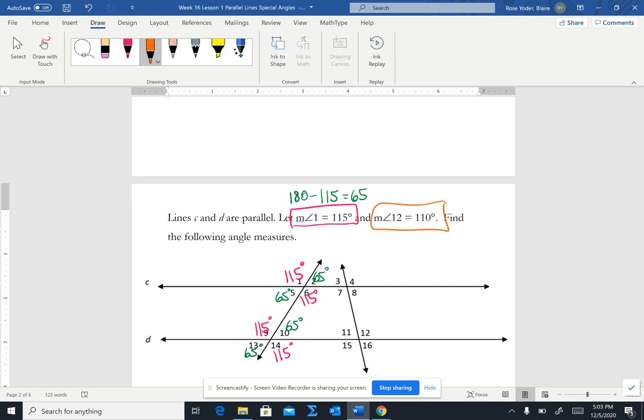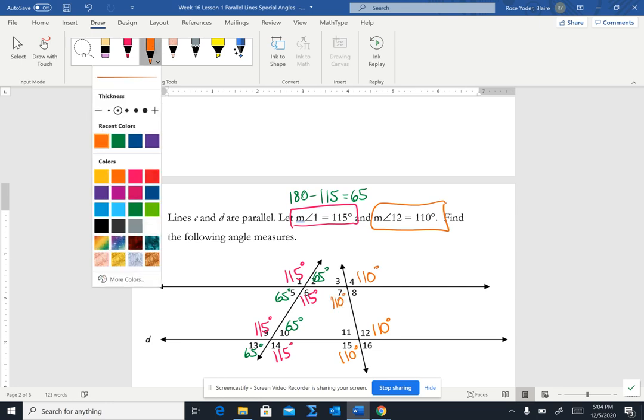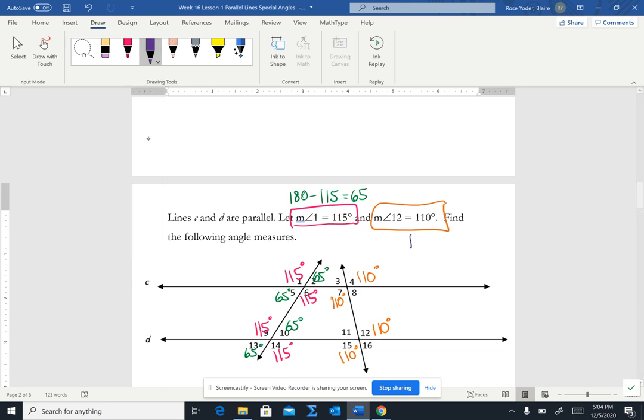We have angle 12 is 110. So let me label that. Vertical angle for free. Corresponding angles for free. And then all I have to do is find the sup of 110. 180 minus 110 is 70. So all those other angles are 70. So you do a couple of little calculations, all the rest you get for free. You just have to be really careful about which lines are actually parallel and then which angles end up being congruent or supplementary to each other.